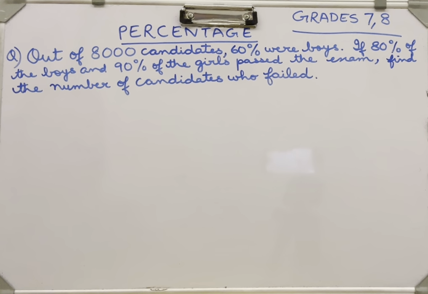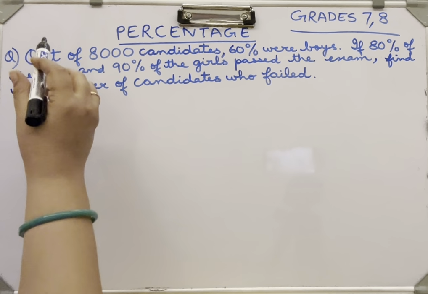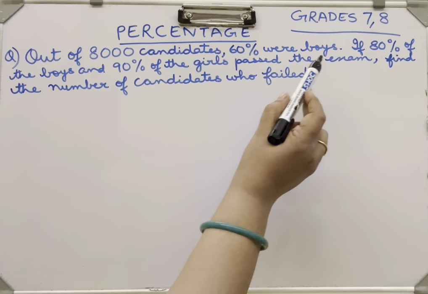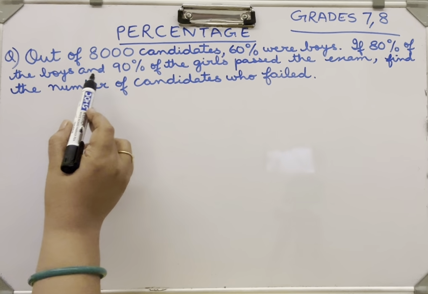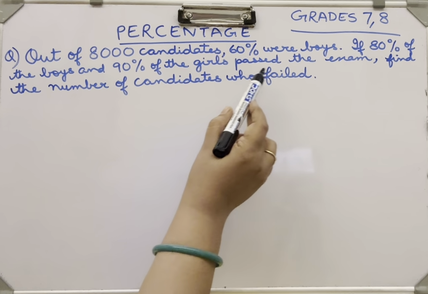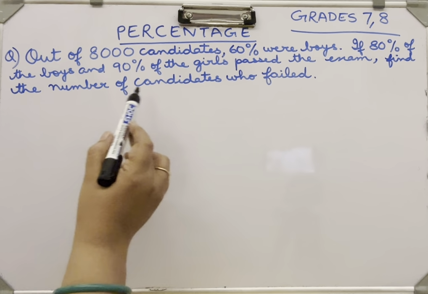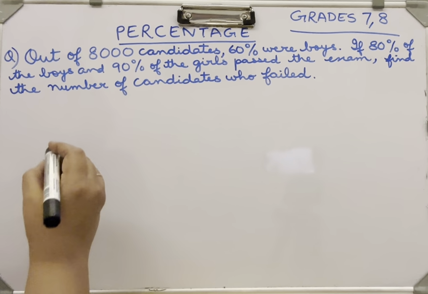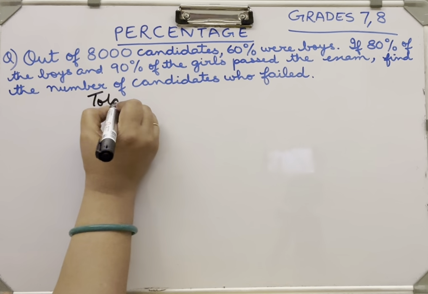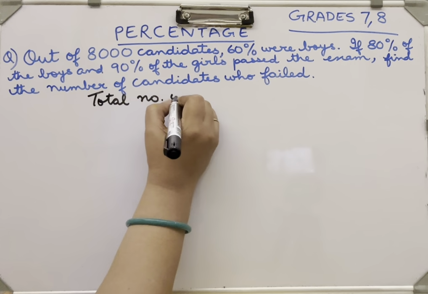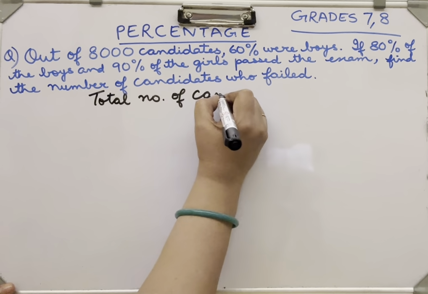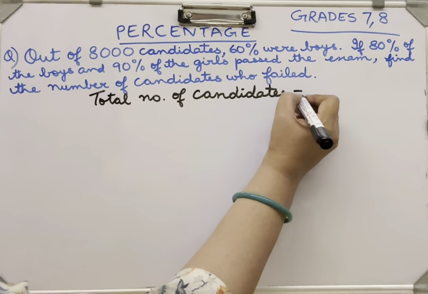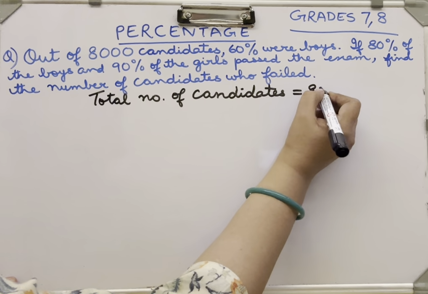So let's begin. The given problem is, out of 8,000 candidates, 60% were boys. If 80% of the boys and 90% of the girls passed the exam, find the number of candidates who failed. So how do we solve this? Given the total number of candidates is equal to 8,000.